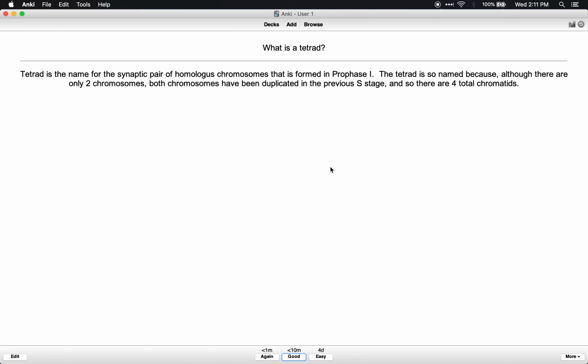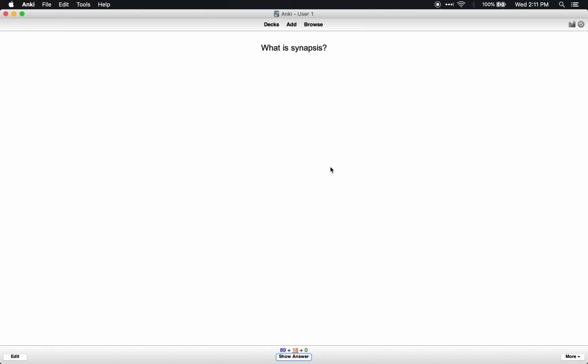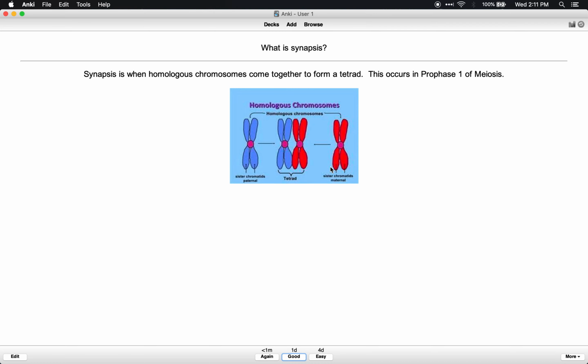Okay. What is a tetrad? A tetrad is two homologous chromosomes connected to each other. Synapsis is the formation of the tetrad pair, which is two homologous chromosomes, in prophase 1. Androgens are any male sex hormones, such as testosterone.